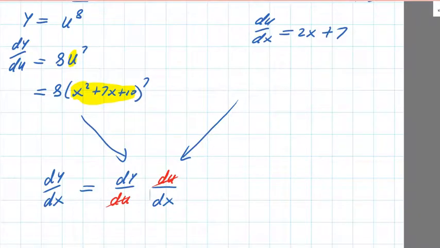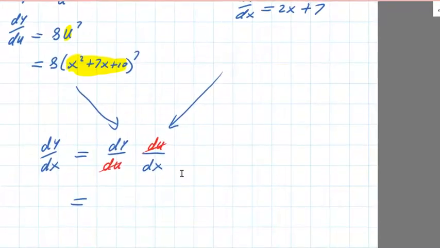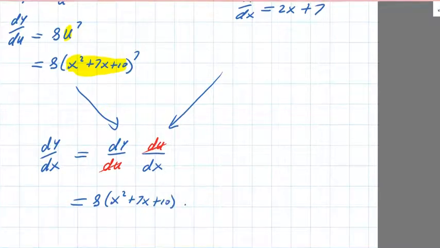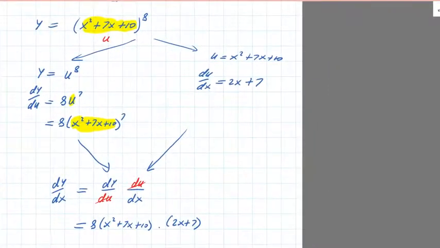What it allows us to do is bring the 2 parts together, because now dy du on this side is 8 into x squared plus 7x plus 10, multiplied by du dx on this side, which is 2x plus 7. So that's the answer you get. So this is called the chain rule.